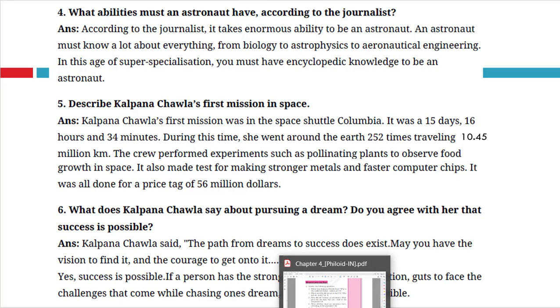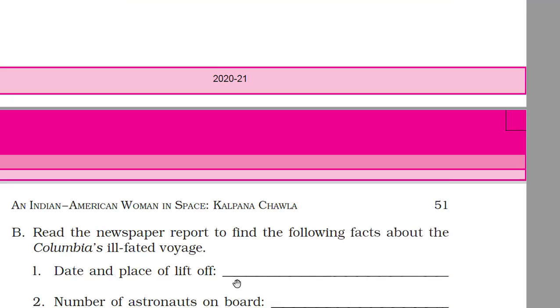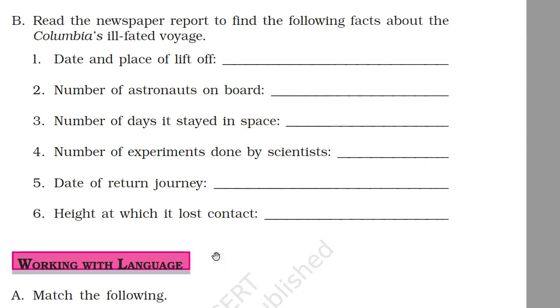Okay, so let's see further what it says in our exercise: read the newspaper report. The newspaper report is there already, right? In the starting. And find the following facts about the Columbia's ill-fated voyage. Okay, what tragedy happened? We need to find date and place of lift off. That was, I think, Saturday, 1st February 2003. Number of astronauts on board: 7. Number of days it stayed in space: 16.